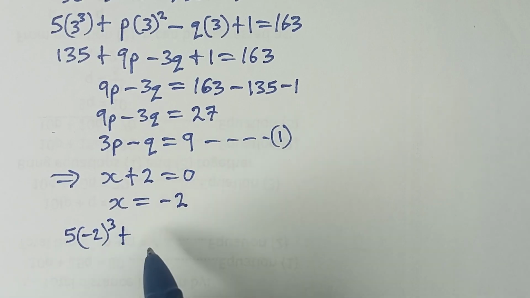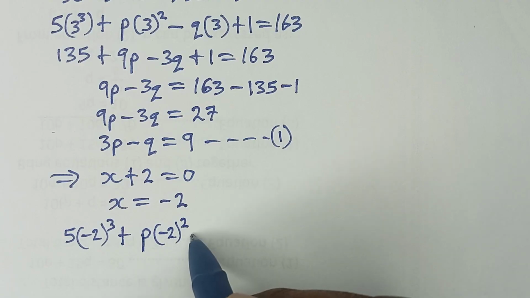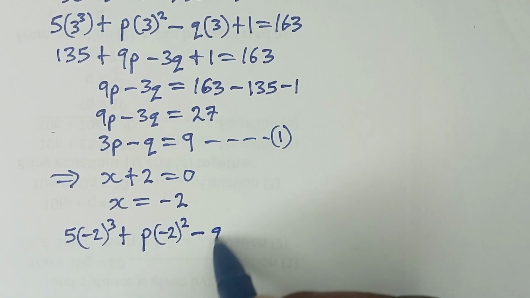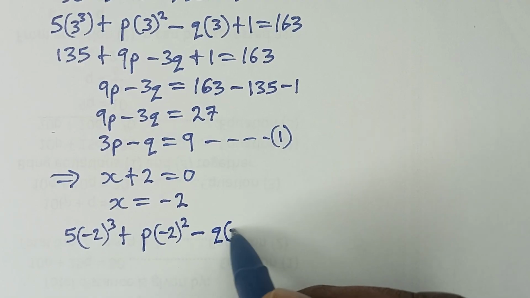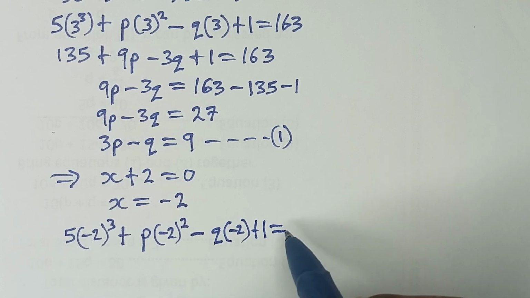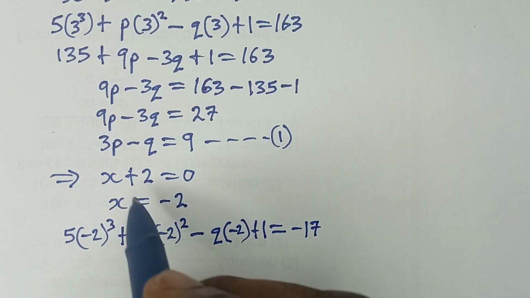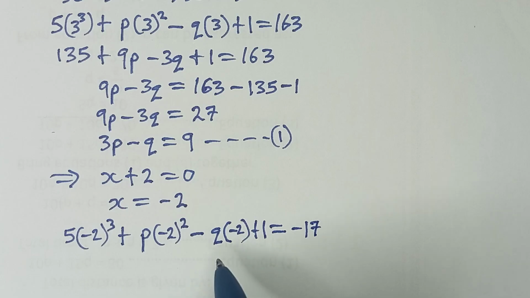Then plus px squared. So for px squared, I'm going to put negative 2 for the x and then square it. And then minus qx. Q multiplied by negative 2, that is qx. And then plus 1. And then it should be equal to the remainder, which is negative 17 from the question. The remainder is negative 17 when we divide by x minus 2.